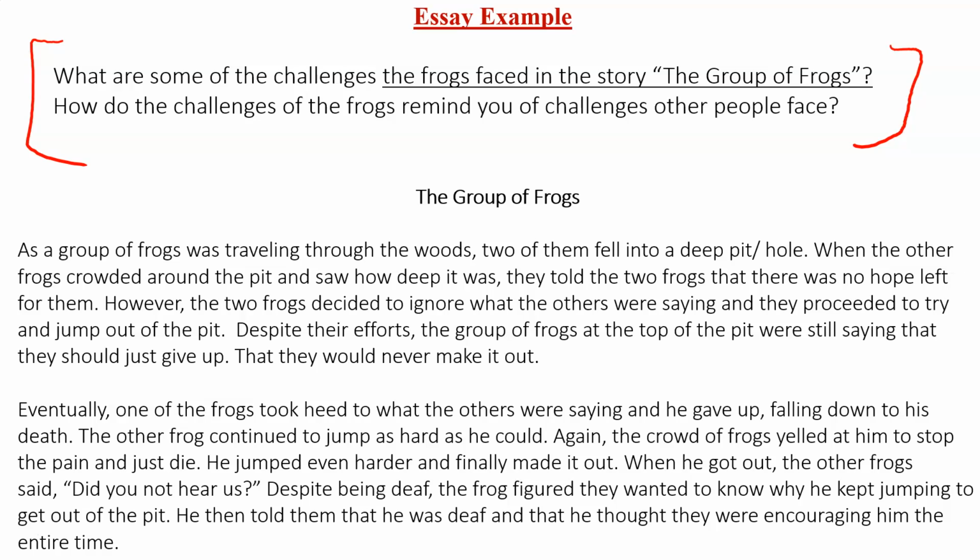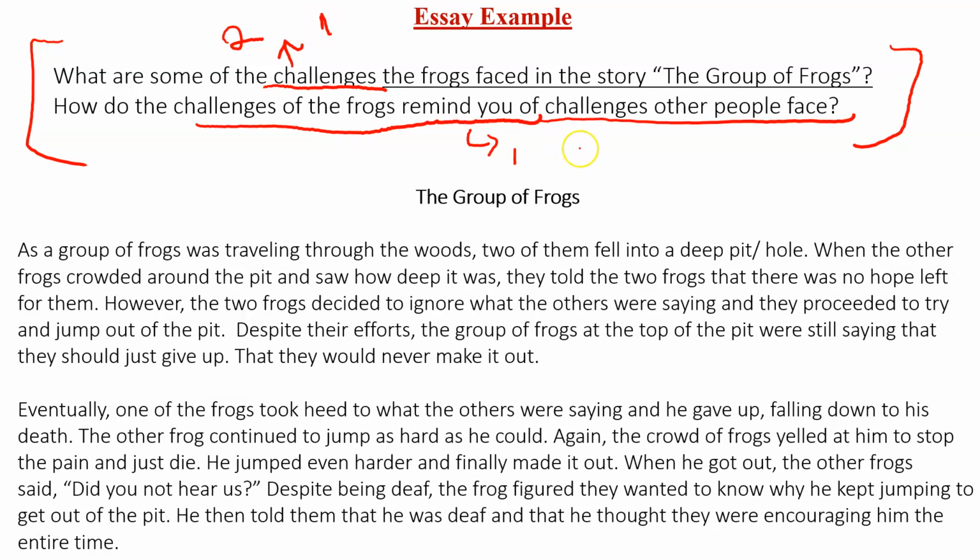Now there's a few things that I'm seeing right here. The essay question is asking me the challenges the frogs face, and how do their challenges remind me of the challenges people face, right? Now I can do 2 challenges and 1 reminder, or I can do 1 challenge and 2 reminders. Either or. In this essay, I am going to do 2 challenges and 1 reminder.